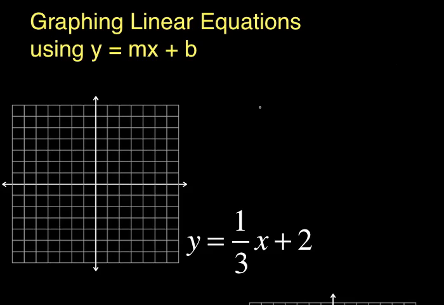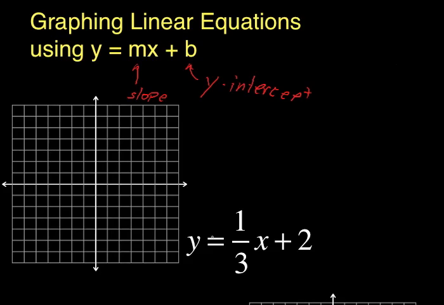Hello, in this video we're going to learn how to graph linear equations using the form y equals mx plus b. This format, y equals mx plus b, uses the slope and the y-intercept. So m refers to the slope and b refers to the y-intercept. Now the y-intercept means where does it hit the y-axis.